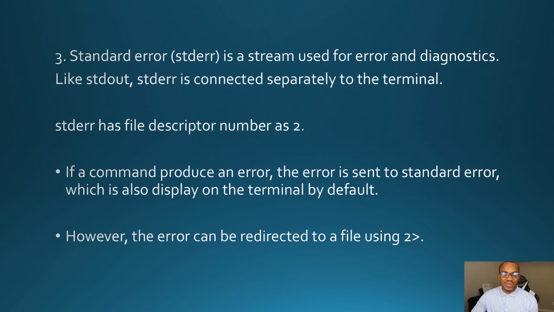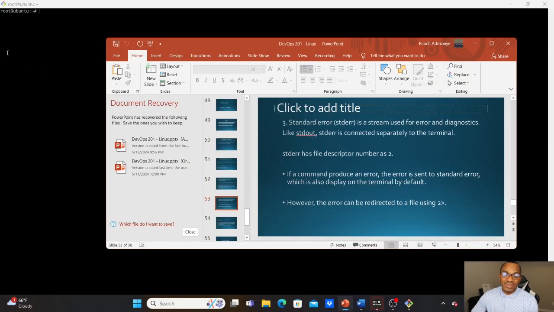However, the error can be redirected to a file using 2 with the redirect symbol. Now, what I was trying to say earlier was that standard error and standard output are by default connected separately to the terminal. So let's do something. Let's say cat /etc/group, and let's send this to a group file.